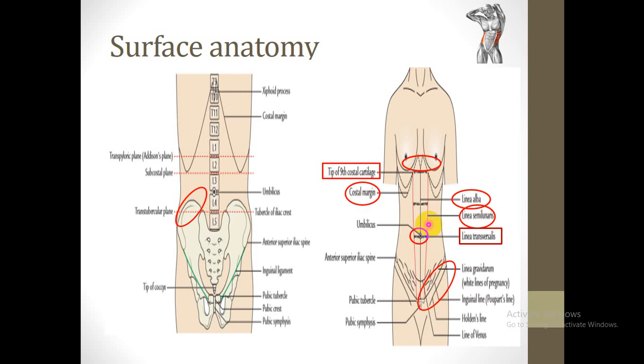Then we move to the linea transversalis, which corresponds to the tendinous intersections found in the rectus abdominis muscle, and it is more obvious in individuals with well-developed rectus muscle. The last soft tissue landmark is the line of Venus, which is a semilunar line with the concavity facing upward, found only in the female and located between the umbilicus and the pubic symphysis.